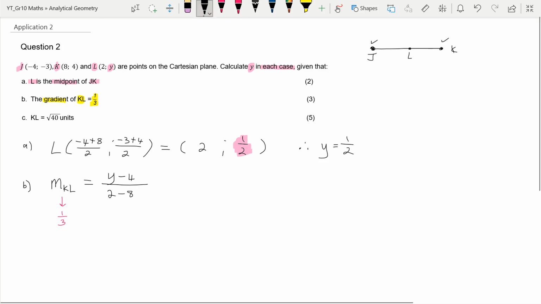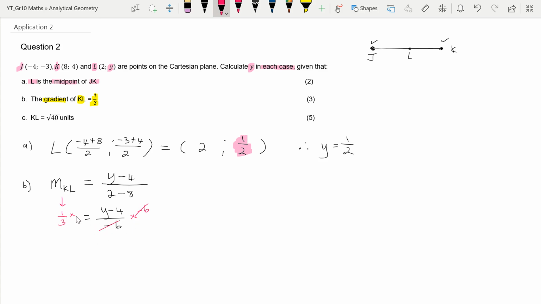So we know that a third is equal to y minus 4 over, what is 2 take away 8? That's -6. Okay, perfect. So there's not just one way to simplify that. You can do something else just as long as it's mathematically sound. I'm going to multiply the right-hand side by -6. The reason why I'm doing that is because then those two cancel out. But then as long as I also multiply the left-hand side by -6. So let's see what we're left with. On the right, there's going to be y minus 4 left.